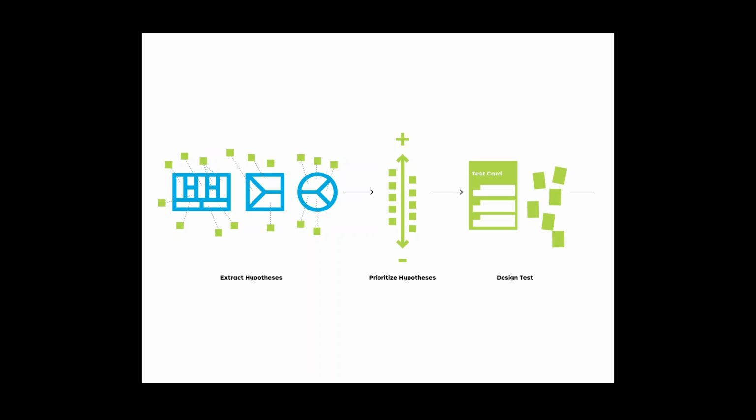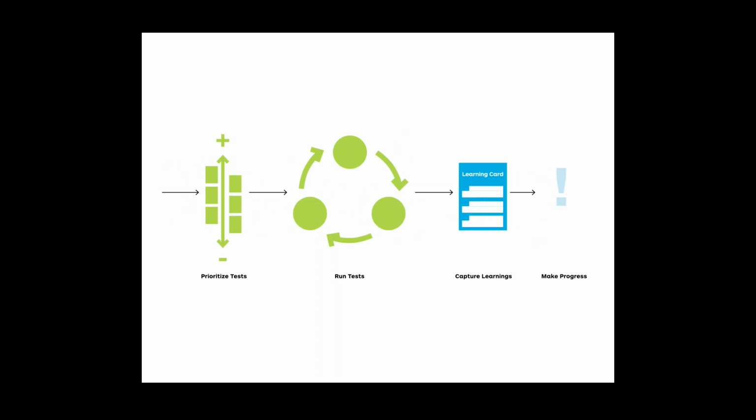And so we're going to design experiments, we're going to design tests with the test card, and then we're going to prioritize those tests. Then we're going to run tests via Lean Startup, the build, measure, learn feedback loop. So we're going to build the experiment, run it, measure it, and learn from it, and we're going to capture those learnings with the learning card. So the testing process looks something like this.